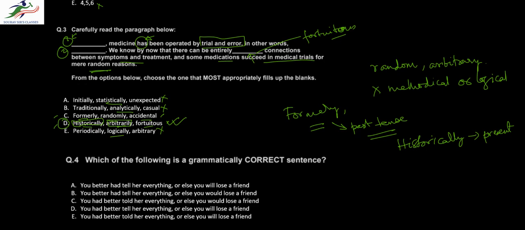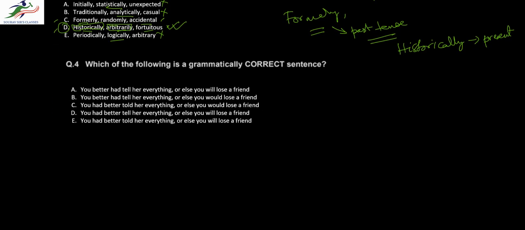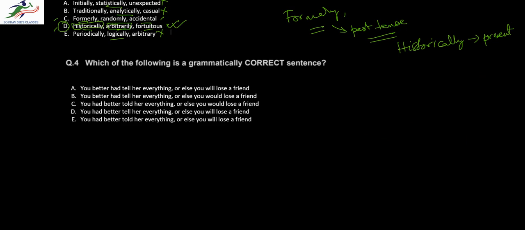We come to question number 4. This is talking about which of the sentences are grammatically correct. Now let's see the sentences. All of the sentences start with the word you. Then we see a couple of sentences saying you better had. This comes in sentence 1 and 2, and in the rest it says had better. So this is one change that we notice.